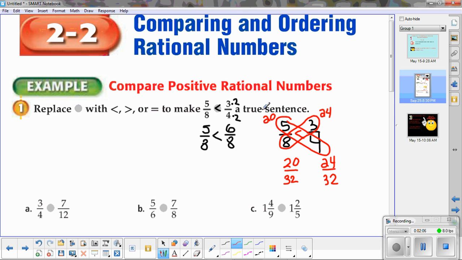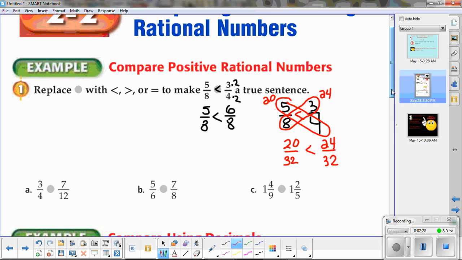So when we got 20 and 24 multiplying diagonally, it really was the numerators in these two fractions that have the same denominator. And again, 20/32 is less than 24/32. So 5/8 is less than 3/4. When you're working on your homework, you can either just rewrite them with a common denominator, or if you want to use the butterfly method, that's fine too, as long as you're writing down what you're doing.